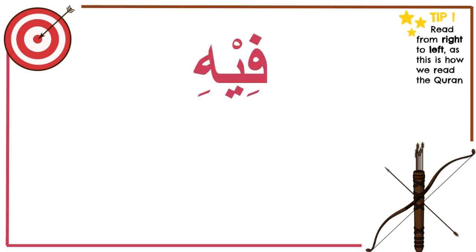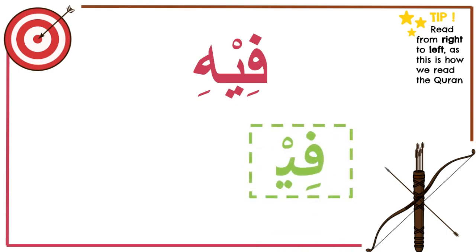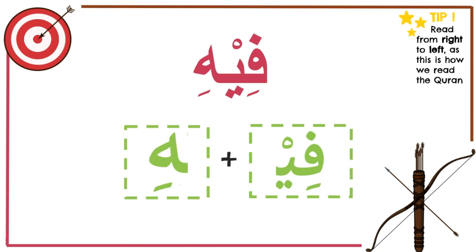This word says fihi. How do you think we might spell that? Let's try this together. So the first letter, fa, is stretched because it has a kasra underneath it and an empty ya after it. So when we spell it, we say f, e, fi. Can you hear that stretching sound? And the second letter is the letter ha with a kasra. So we say h, e, hi. And together we say fi, hi.